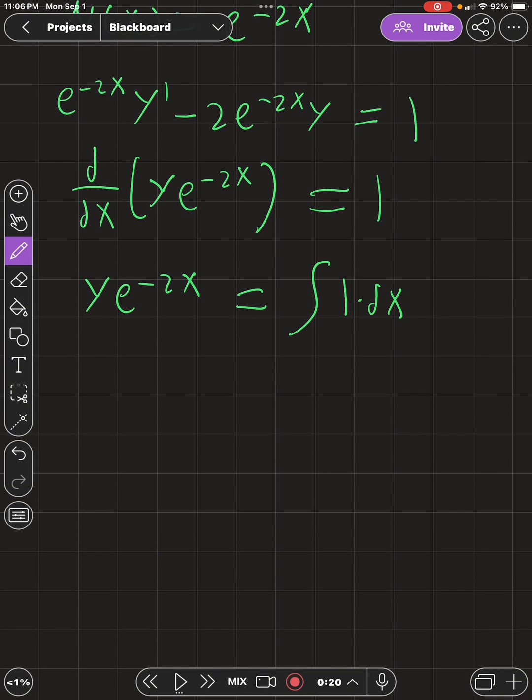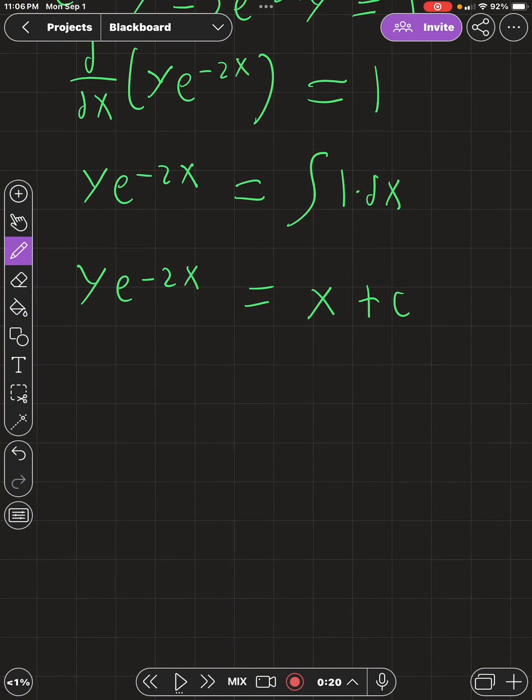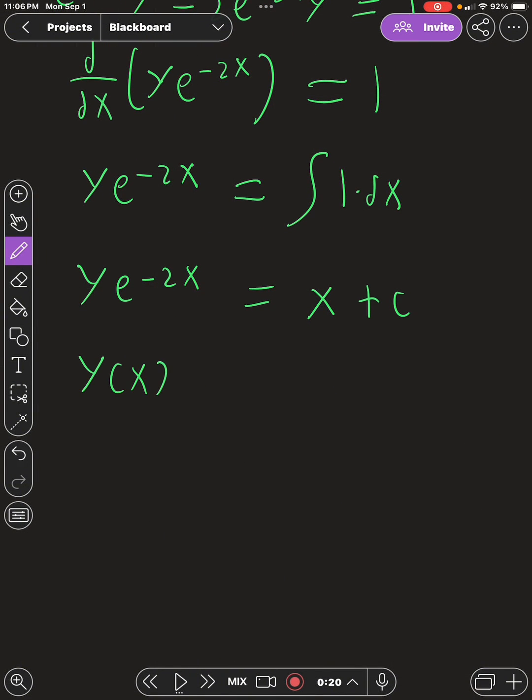So we're going to get y e to the -2x is equal to the integral of 1 dx. So what does that leave us with? Well, it's some simple integration. We're going to get y e to the -2x is equal to x plus some constant c. So almost done here. We can get y of x by multiplying each side by e to the 2x. We're going to get e to the 2x times x plus c. So here we found an equation of y in terms of x.